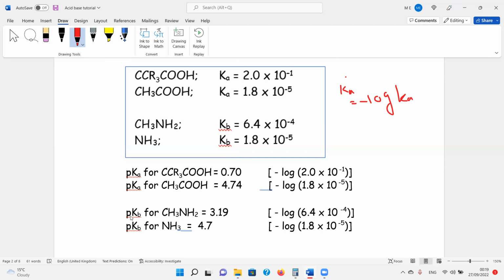In case of pKb, it's exactly the same concept. In this case, we said this number is bigger than this number, so basically it is a stronger base as compared to this one. But when we took the pKb value, this one was 3.19, and for this one it was 4.7. So the smaller number indicates the stronger base, and the bigger number indicates the weaker base. So it's an inverse relationship between the two.